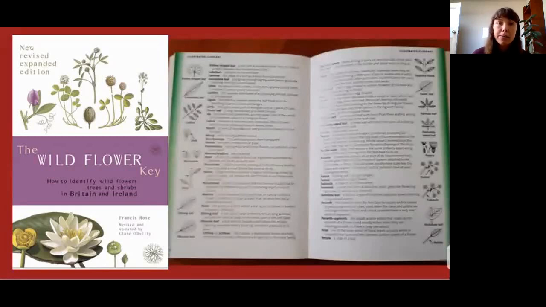Francis Rose also includes probably the most comprehensive and useful glossary out of the 3 books. His glossary is pictorial, so there are lots of useful diagrams, and like the old saying goes, a picture says more than 1,000 words. Having these diagrams makes it so much easier to get your head around the strange terminology that scientists use for plants.